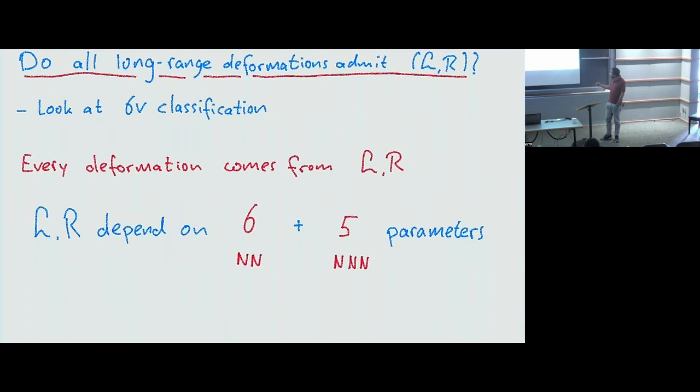But all of these, actually, we were able to show have a Lax operator and an R matrix that corresponds to them. So we found the Lax operator and R matrix that depends on 6 plus 5 parameters at this order.